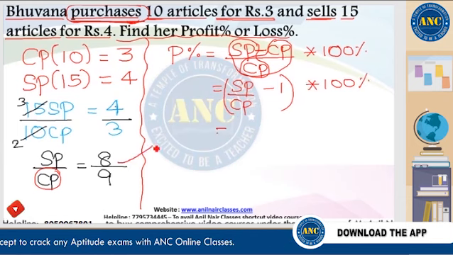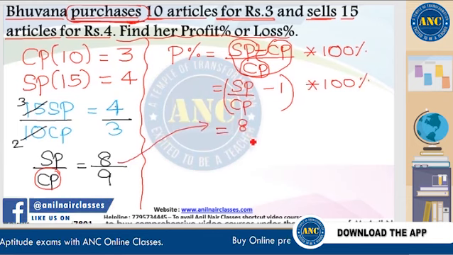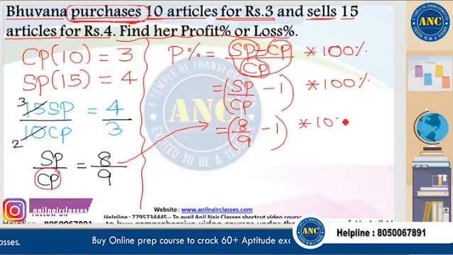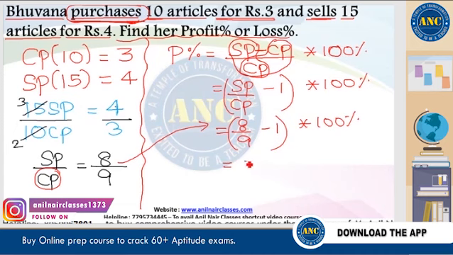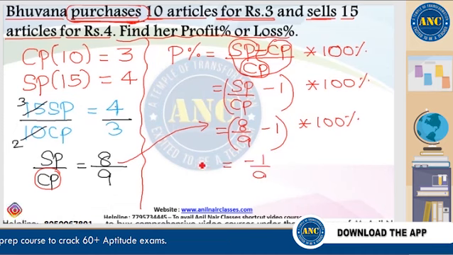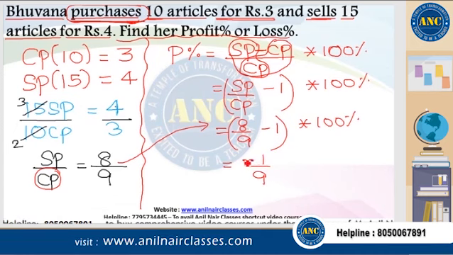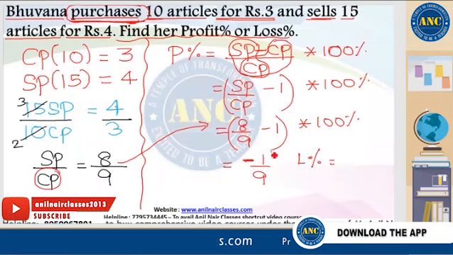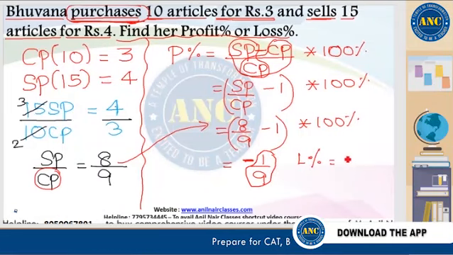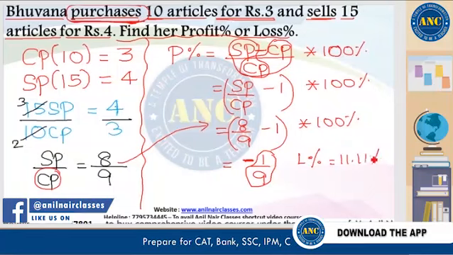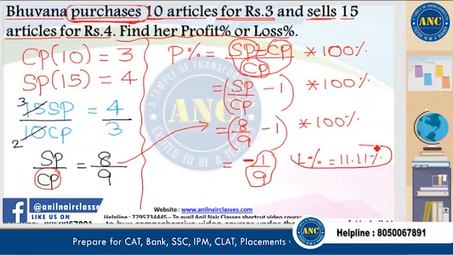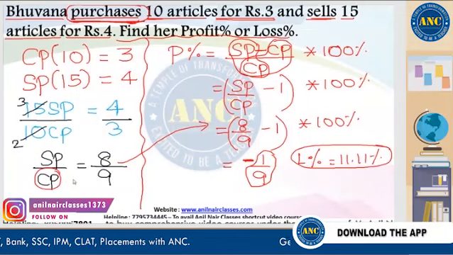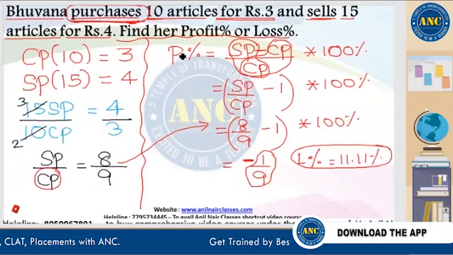If I substitute, SP by CP is 8 by 9. It is 8 by 9 minus 1 into 100 percentage. 8 by 9 minus 1 is minus 1 by 9. The negative sign represents loss percentage. The value of 1 by 9 we already know. It is nothing but 11.11 percentage. That means the answer for this question is 11.11 percentage.